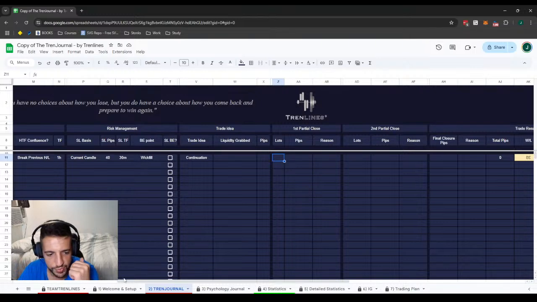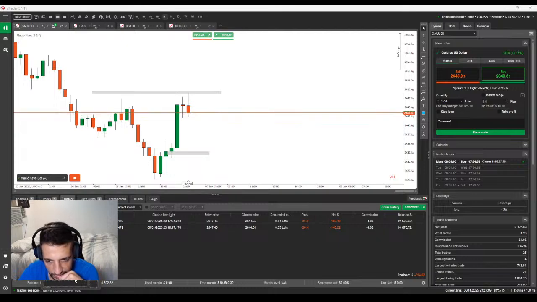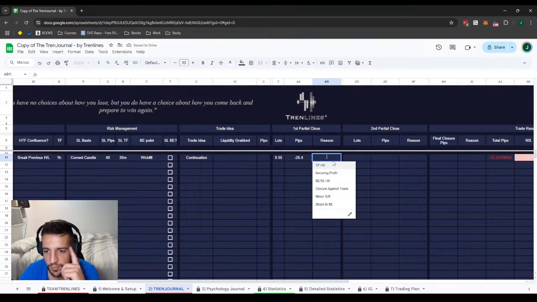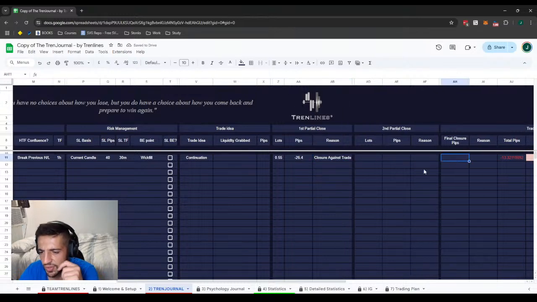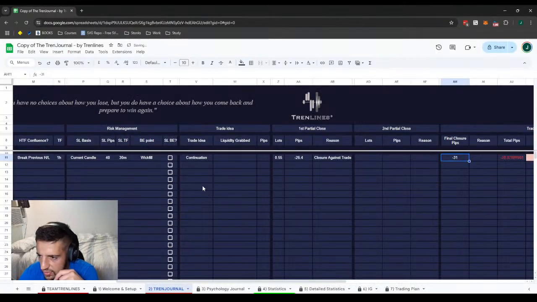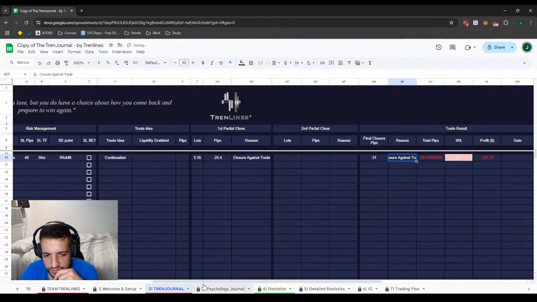First partial close was minus 26.4, and it was 0.55. The reason was closure against the trade. Final pip closure was minus 31. The reason was closure against the trade.